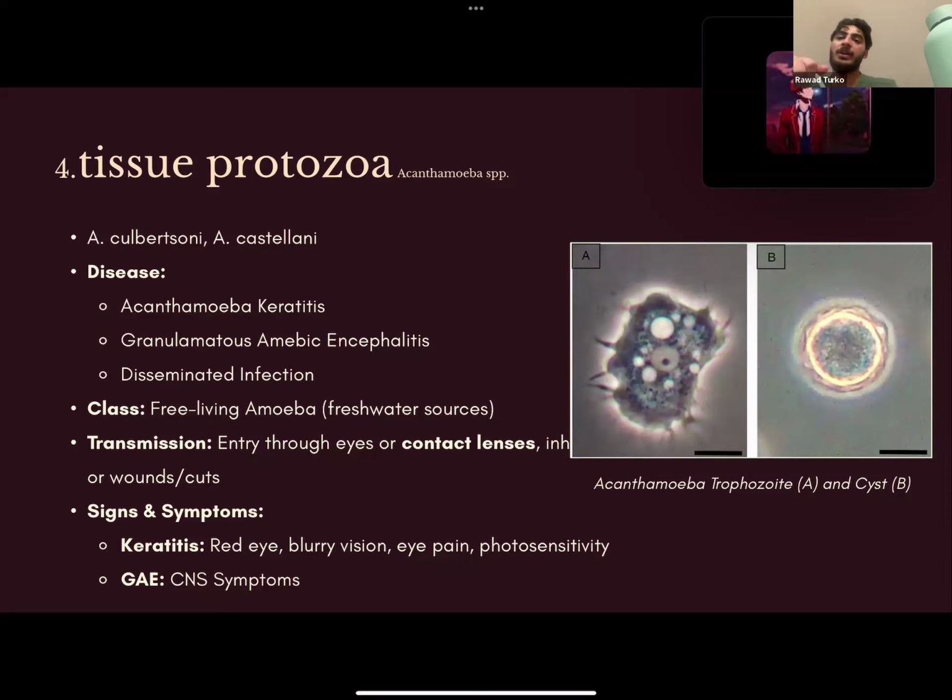So that's what you see. Or you can see a disseminated infection, which is just a systemic infection. It's just affecting the body all throughout. Okay, so what's the class of parasites? So these are free-living amoebas. And again, since they're amoebas, they have pseudopods. That's the way they move. Okay, so the transmission is entry through eyes or contact lenses, inhalation, or through wounds and cuts. Okay, so your classic presentation.